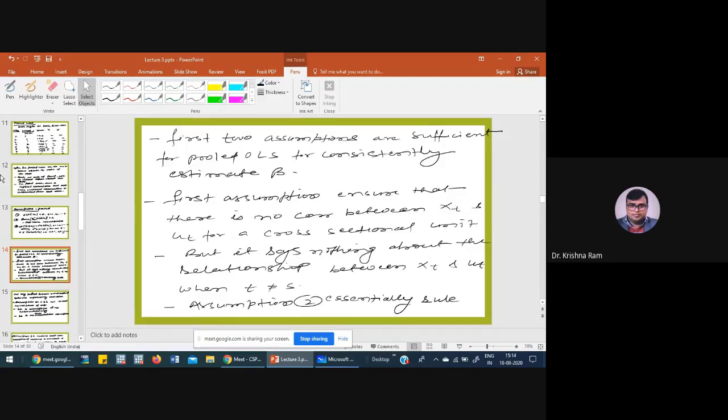If you diagnose our assumptions, you can see that the first two assumptions are sufficient for pooled OLS to consistently estimate beta. And that we know. Even when regression models suffer from the problem of heteroscedasticity and autocorrelation, we get unbiased and consistent estimates of parameters.